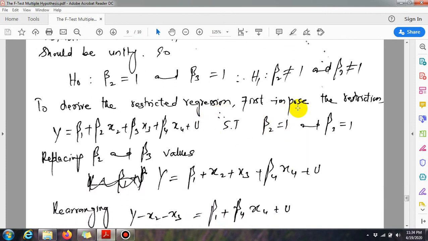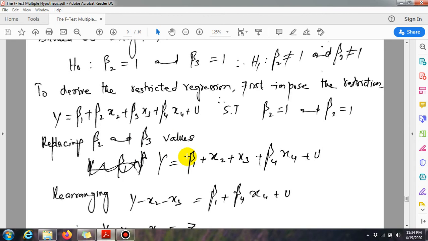To derive the restricted regression, first impose the restriction. We have imposed the restriction on this regression line: y is equal to beta 1 plus beta 2 x2 plus beta 3 x3 plus beta 4 x4 plus u, subject to the restriction that beta 2 is equal to 1 and beta 3 is equal to 1. Replacing the beta 2 and beta 3 values in this regression line, we get y is equal to beta 1 plus x2 plus x3 plus beta 4 x4 plus u.